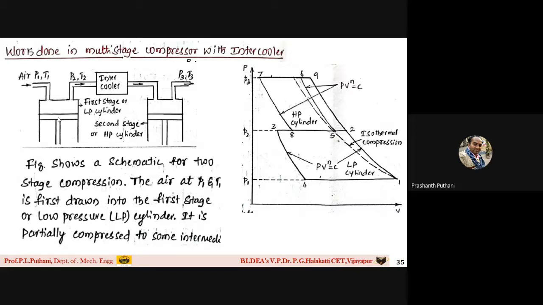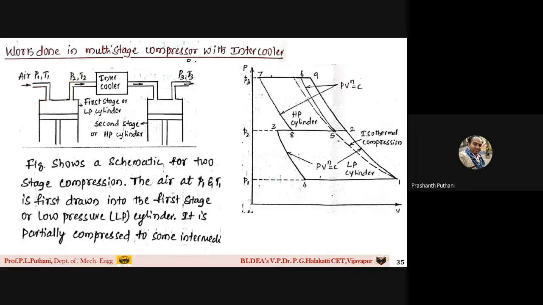So as I was saying, with pressure P1, the air enters the cylinder and gets compressed. After compressing the air, it comes out of the first stage cylinder with pressure P2 and temperature T2, which means the values of pressure P2 and temperature T2 are greater than pressure P1 and temperature T1. I hope this point is clear to you all.